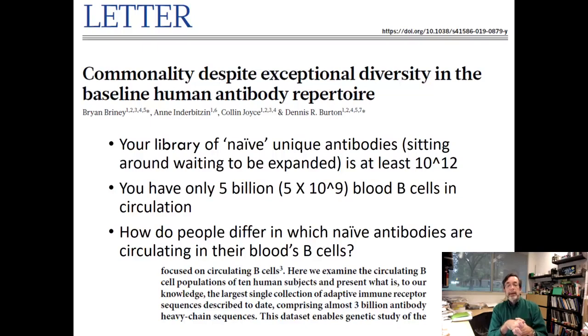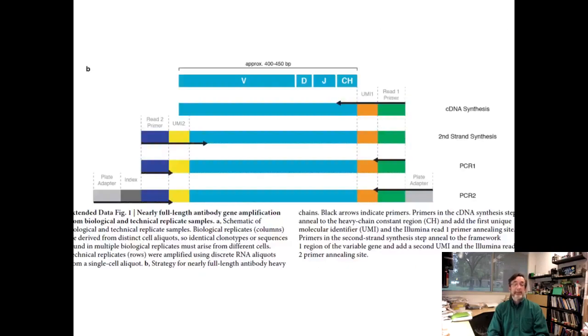Okay? And so just look at this. This required almost 3 billion antibody heavy chain sequences, and they just were looking at heavy chain. That's why it took a long time to come out. This happened in the last 10 years, I believe. And just look at this figure from the paper. What they did is they sequenced V, D, J, and C regions for the heavy chain. And so it's just what I showed you.